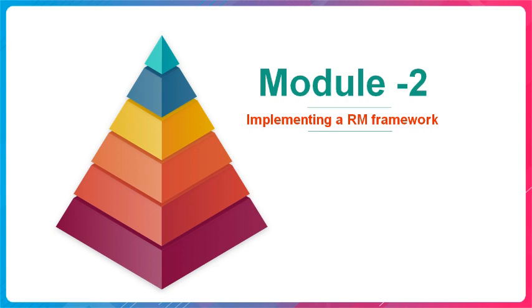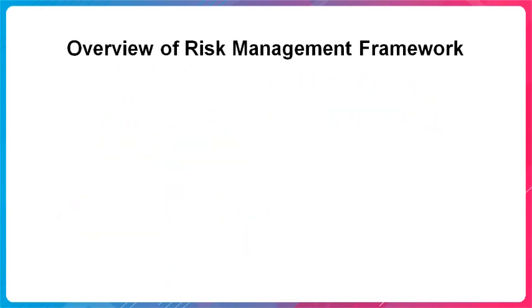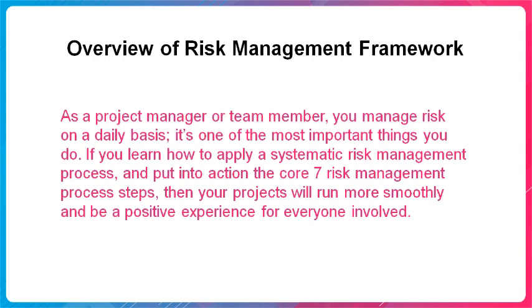Now we see Module 2, Implementing a Risk Management Framework. Overview of the RM framework or process. As a project manager or team member, you manage risk on a daily basis. It's one of the most important things you do. If you learn how to apply a systematic risk management process and put into action the core 7 risk management process steps, then your project will run more smoothly and be a positive experience for everyone involved.